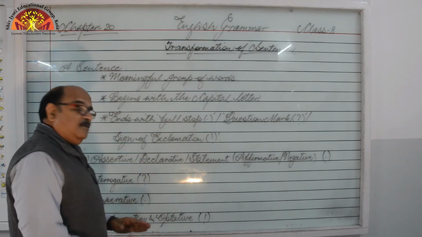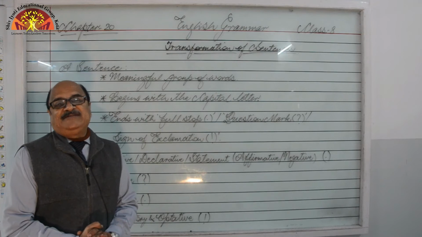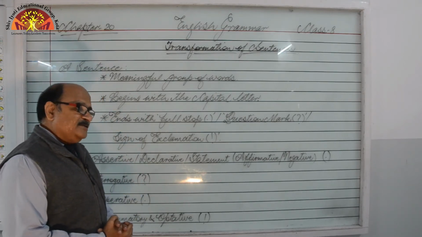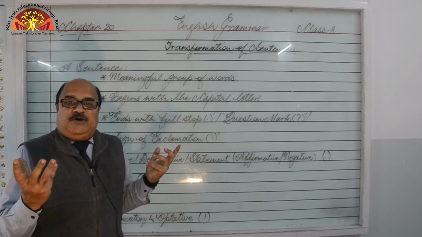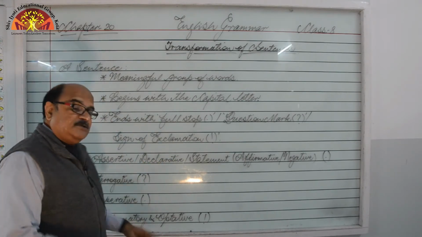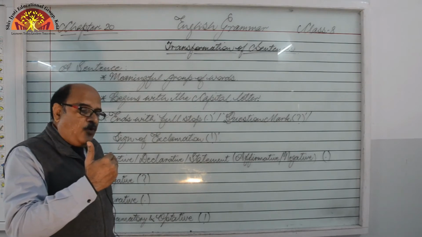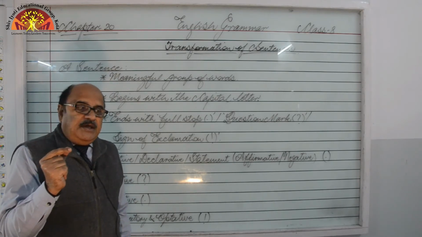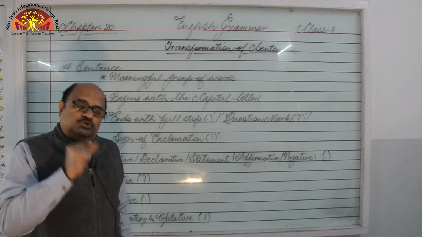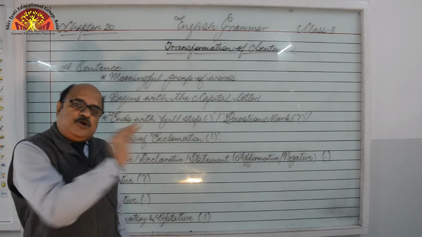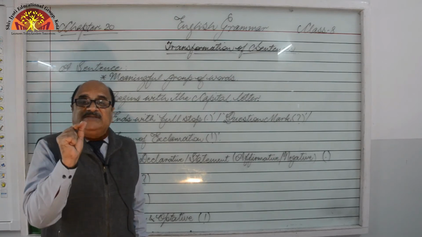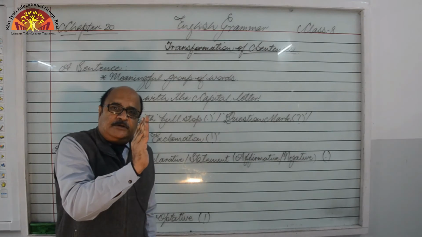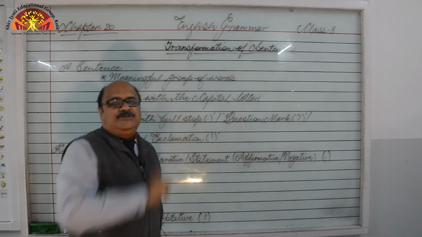So again, two kinds of exclamatory sentences we are going to discuss. First, exclamatory sentences that begin with interjection words, right? Interjection words are always followed by the sign of exclamation. So if I say alas, he is no more, at the end of this sentence a full stop will be there, but the interjection alas will be followed by the sign of exclamation. So alas, sign of exclamation, he is no more, full stop.